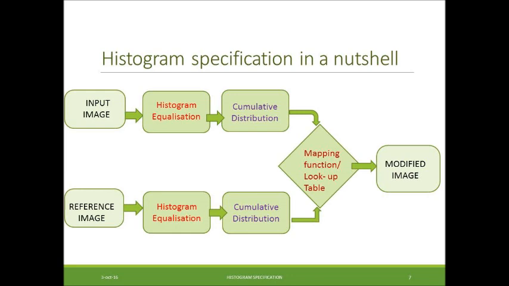Now let's look at the overall procedure behind the histogram specification. The first step of histogram specification is the histogram equalization. The cumulative distribution function of the histogram equalized images is computed at the second stage. Then a proper mapping function is to be formulated to get the modified image.